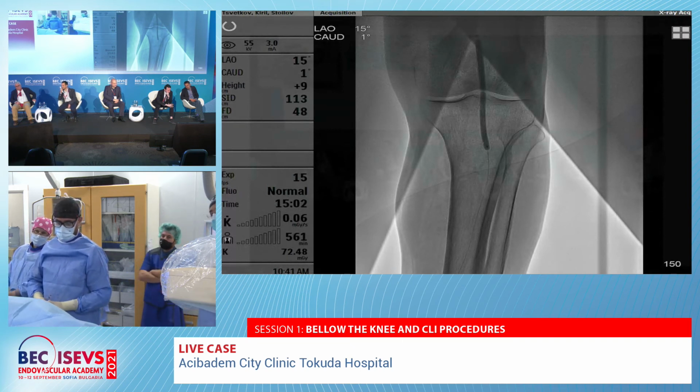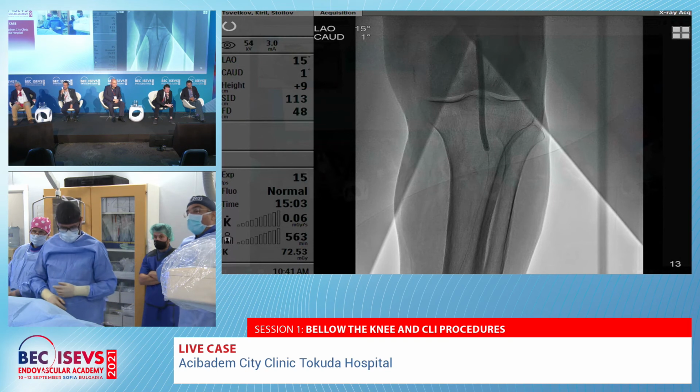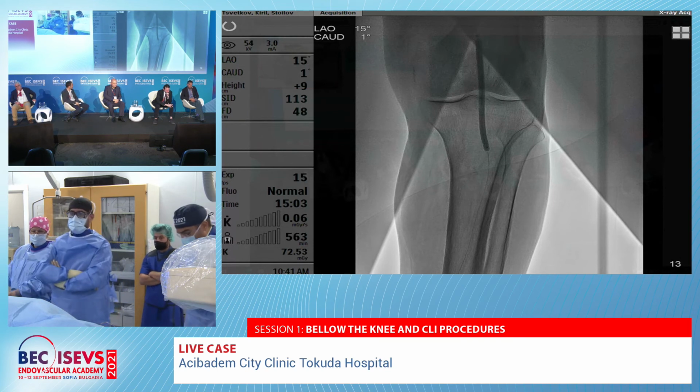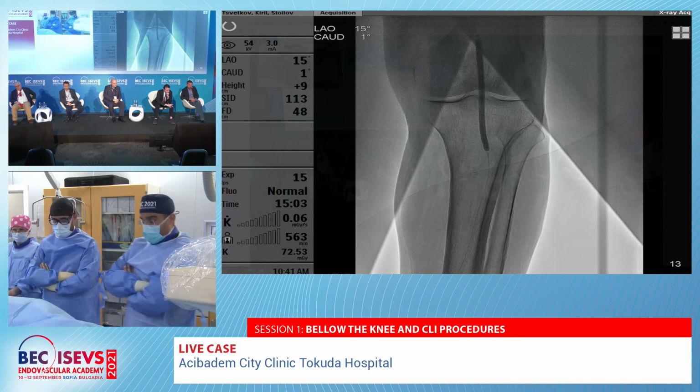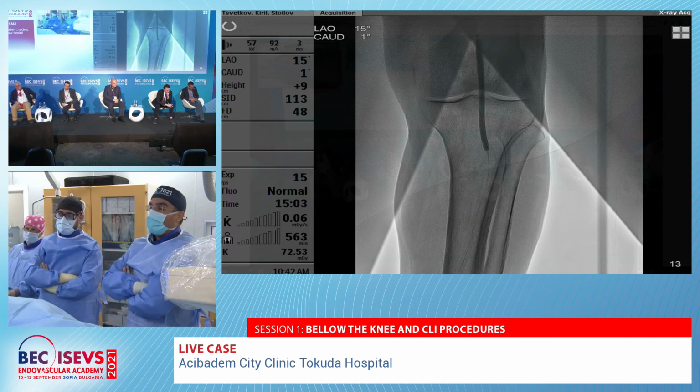So the chocolate balloon is actually a new good device in the market. We have good results from the trial regarding dissection. This is actually the point. However, in my opinion, it doesn't work very well in calcified lesions.